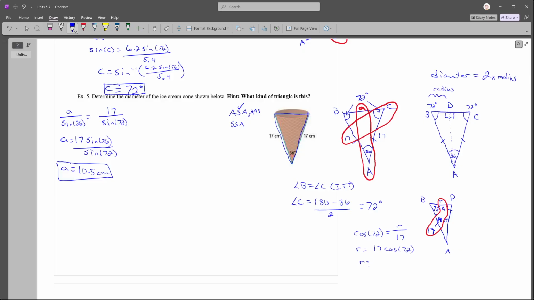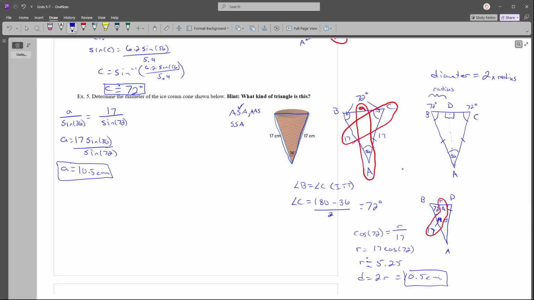So the radius that it's going to give you here is about 5.25. Now, since we said the diameter is 2 times the R, D equals 2R, which is going to be equal to 10.5 centimeters again. We got the exact same answer.